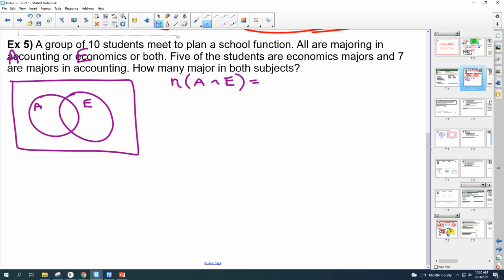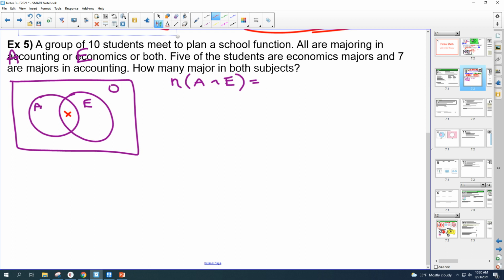It says 10 students plan to meet, they're meeting a school function. All are majoring in accounting or econ or both. All right, so that just tells me that there's nobody that's doing neither. 5 of the students are econ majors and 7 are majors in accounting. How many major in both? That's kind of hard because really you'd have to use a variable here. So we don't know what's in both. That's our variable. All right.